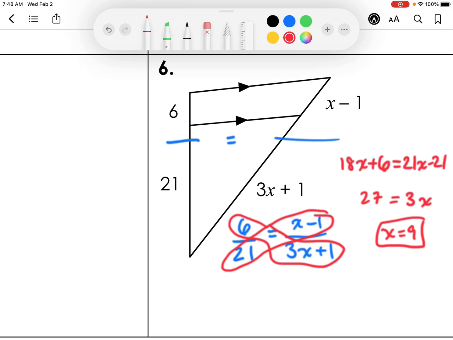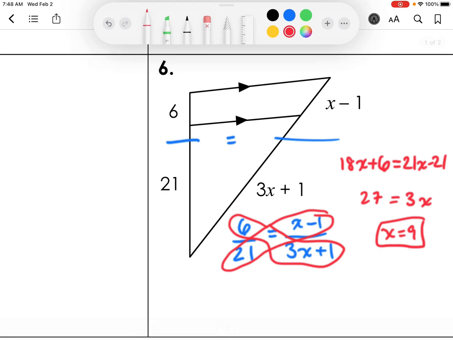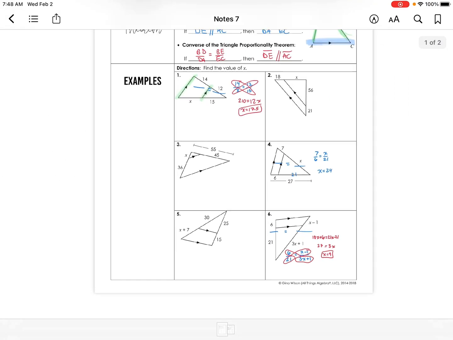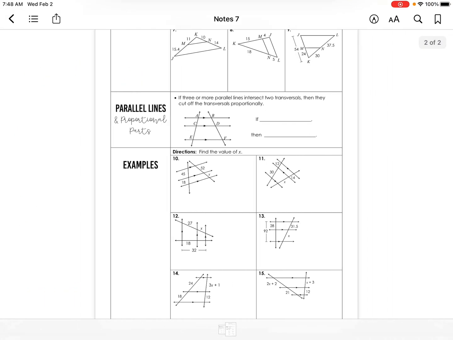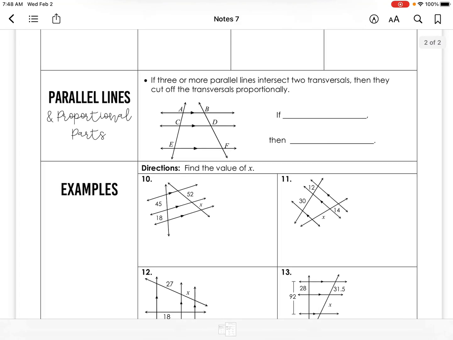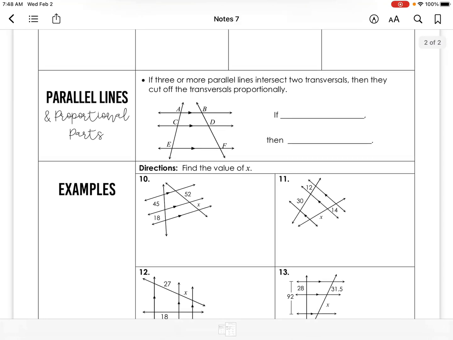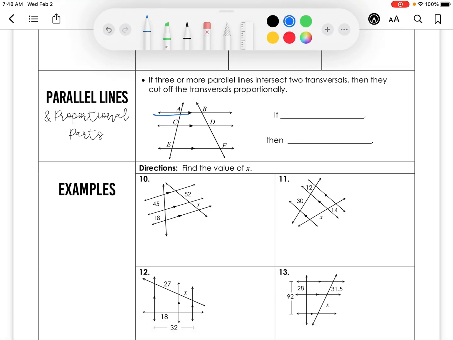Moving on. Let's go to a new theorem. Let's go to parallel lines and proportional parts. So this says if you have 3 or more parallel lines, such as, let me get my highlighter, such as this one, or this one, and they intersect two transversals, let's say here and here, then they cut off the transversals proportionally. That means they're going to be proportional to each other. Here's what we can write.